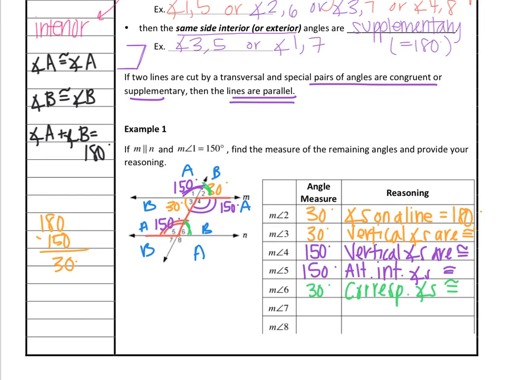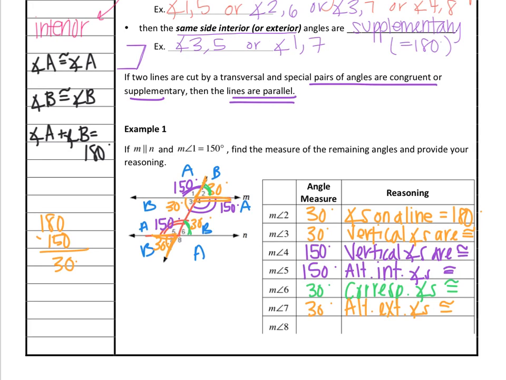Okay, next we have angle 7. Again, I'm going to force you to use something other than angles on a line and vertical angles, because I know that you guys know that angle 7 is 30 degrees. Now let's come up with a reason that we haven't used so far. Angle 7 and angle 2 are what type of angles towards one another? Angle 7 and angle 2. They're on opposite sides of the transversal. They're on the outside of those parallel lines, so that means they are alternate exterior angles, which are congruent.